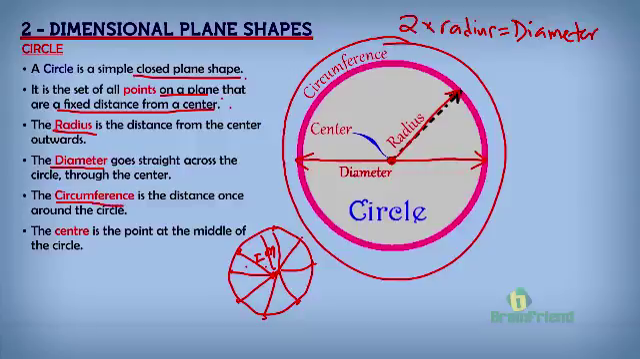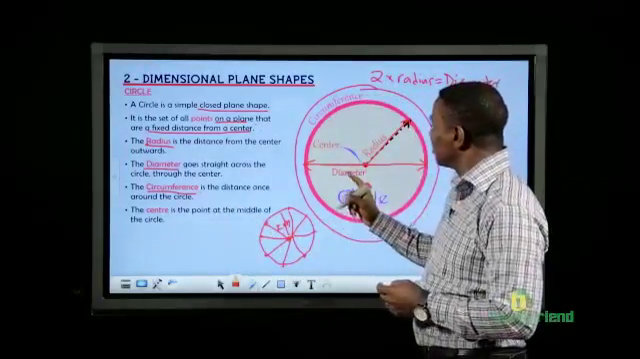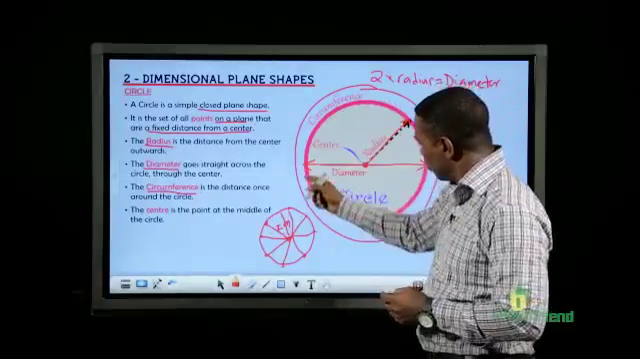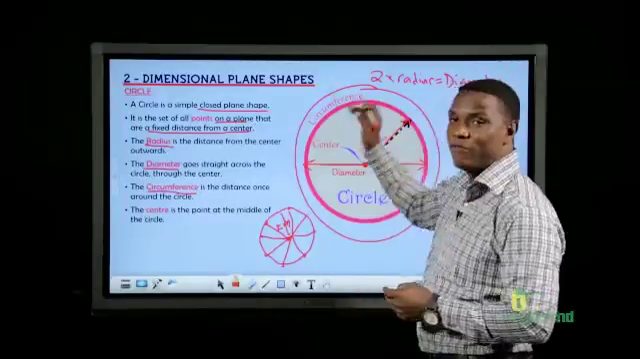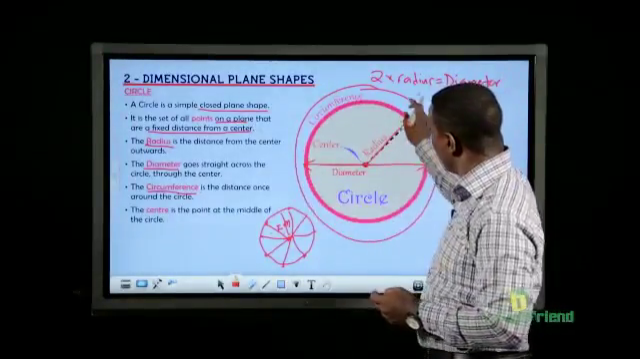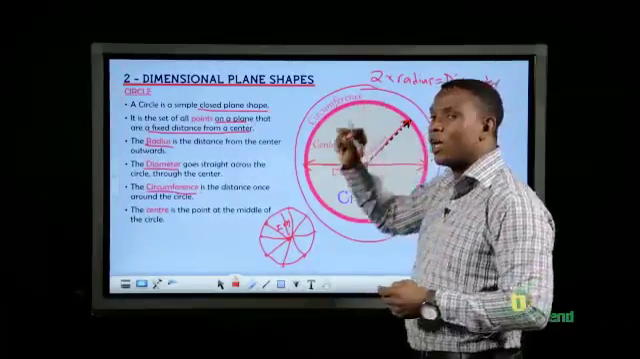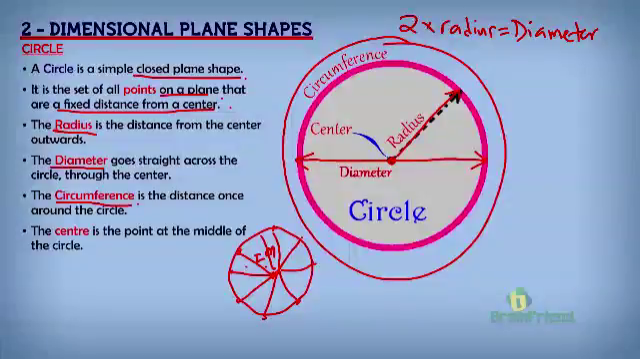Also, the circumference. The circumference is simply the distance round the circle once. So imagine you have a round field. If you walked around the field one time and measured how far you've gone, you would have the circumference of the field. So our circumference is the distance round your circle one time.